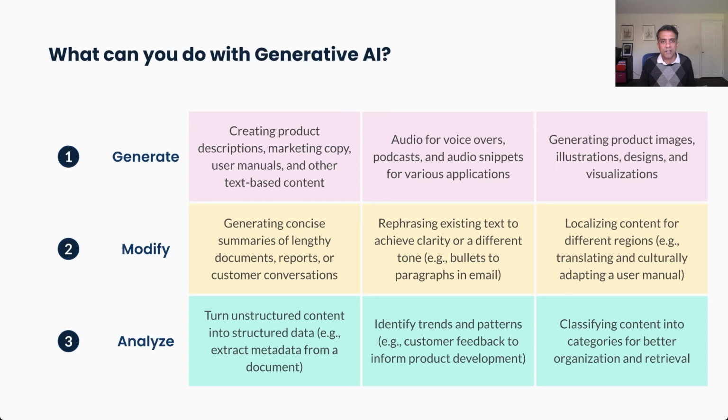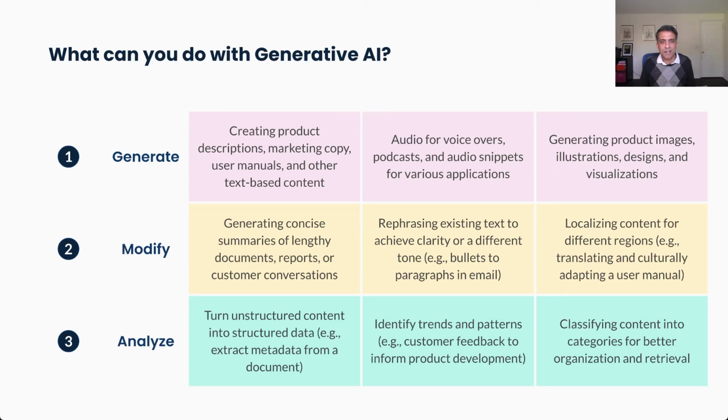Beyond just generating new content, Gen AI can also be used to modify existing content. For example, it can generate summaries of lengthy documents, reports, or customer conversations. It can also rephrase existing text to achieve a different tone, such as converting bullet points to paragraphs in an email. Gen AI can also be used to localize content for different regions by translating and culturally adapting materials like user manuals.